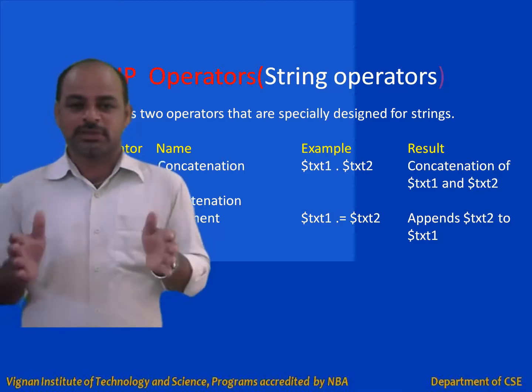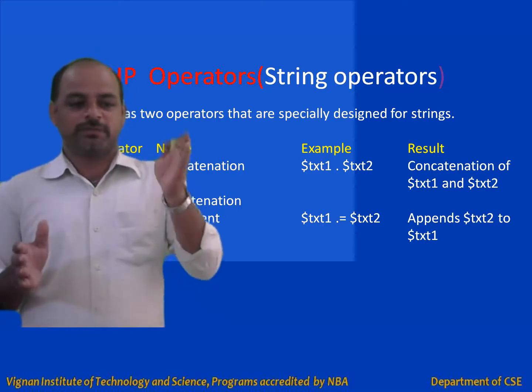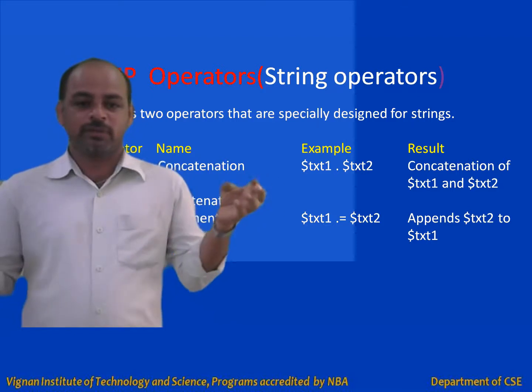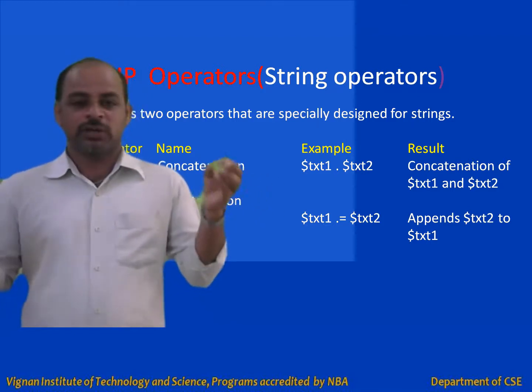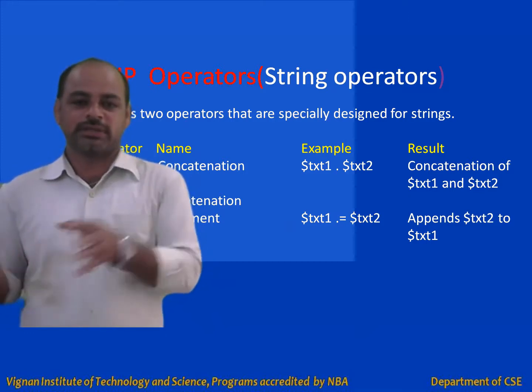So what is string concatenation? If we have two strings, the concatenation operator joins these two strings together and gives the resultant string as a combined string.